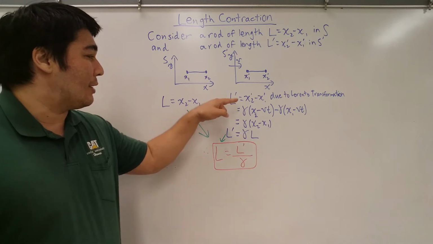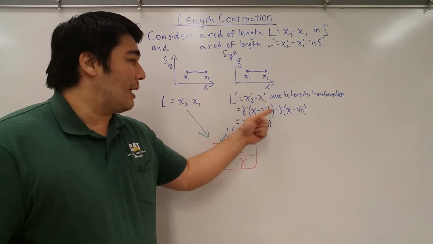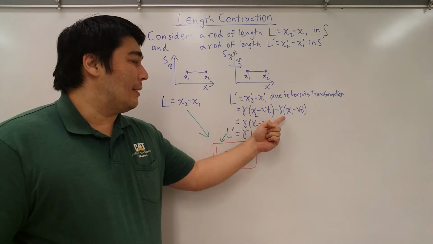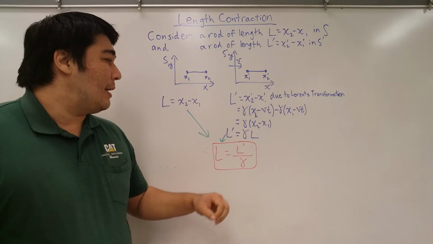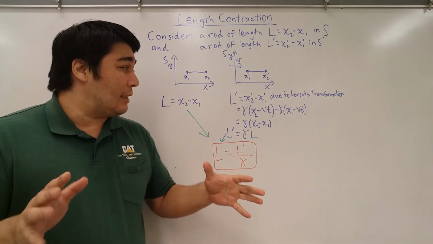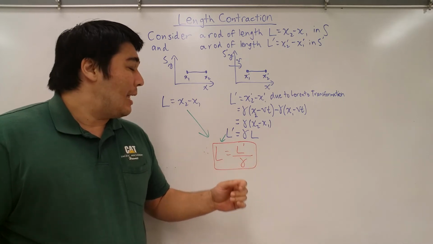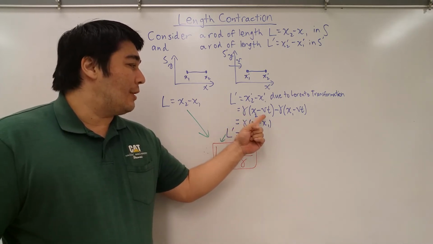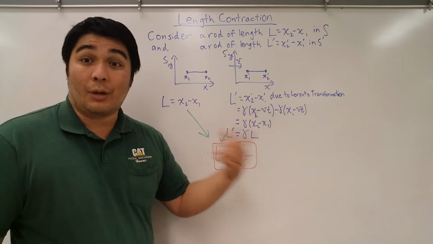So when we do that, x2 prime is going to be gamma times (x2 minus vt), and we're going to subtract from that gamma times (x1 minus vt), because that's x1 prime. What we're doing here is just substituting our variables in from the Lorentz transformation. What I hope you all notice is that vt in these two terms drop out because they actually cancel each other.